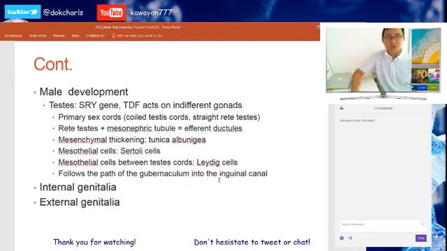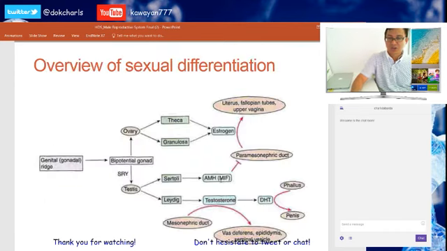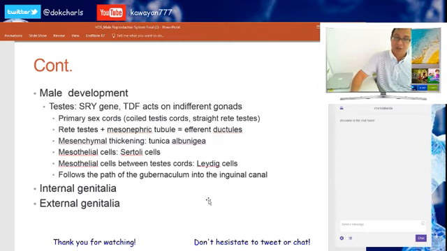So, therefore, you have the development of both internal and external genitalia. In the internal genitalia, the vas deferens, epididymis, seminal vesicle, and prostate develop by the action of testosterone, while the external genitalia, the penis and scrotum, develop through the action of dihydrotestosterone, the more active form of testosterone.